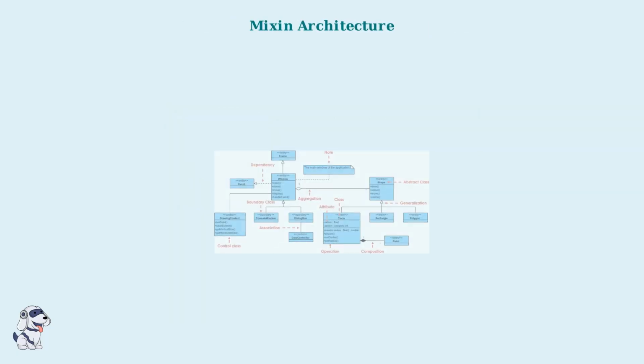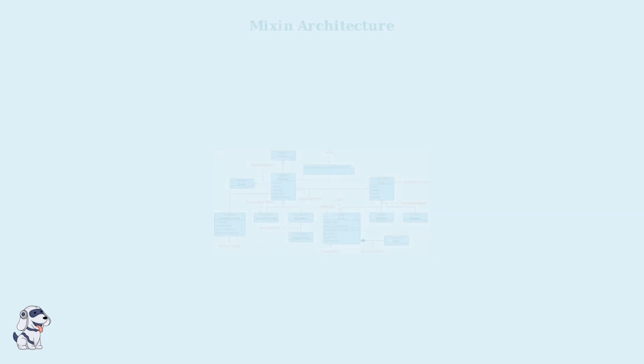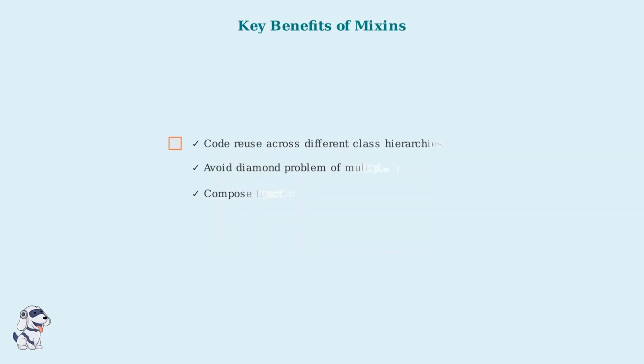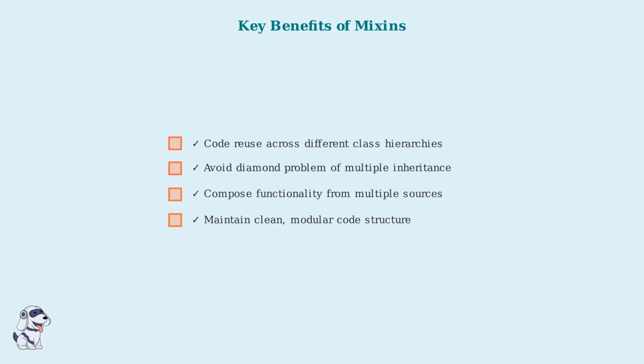This diagram shows how mixins fit into class hierarchies. Unlike traditional inheritance trees, mixins allow horizontal code sharing across different class families, promoting better code reuse and modularity. Mixins provide several key benefits. They enable code reuse across different class hierarchies, help avoid the diamond problem of multiple inheritance, allow you to compose functionality from multiple sources, and maintain a clean, modular code structure.